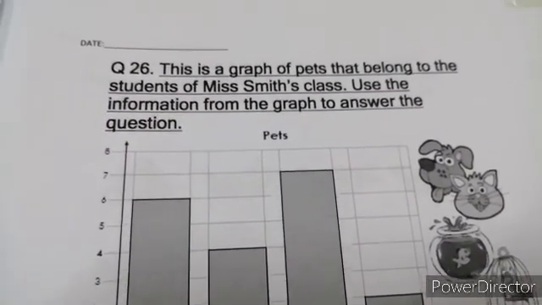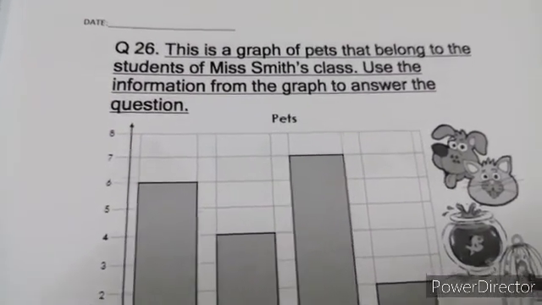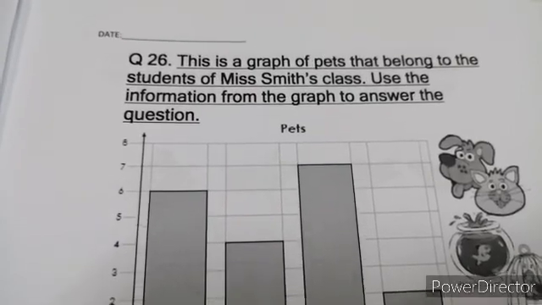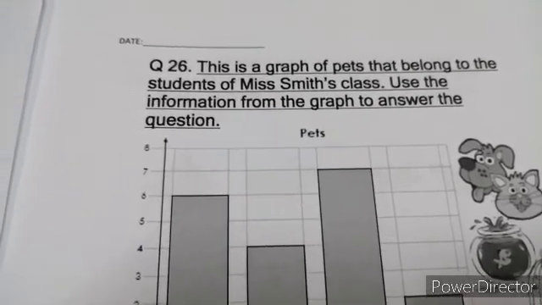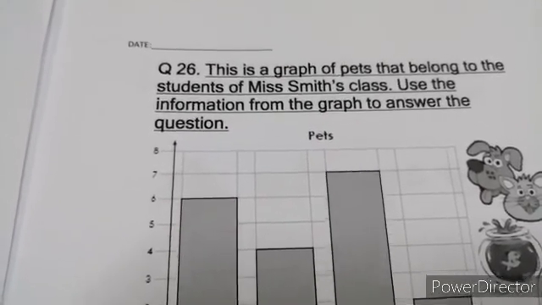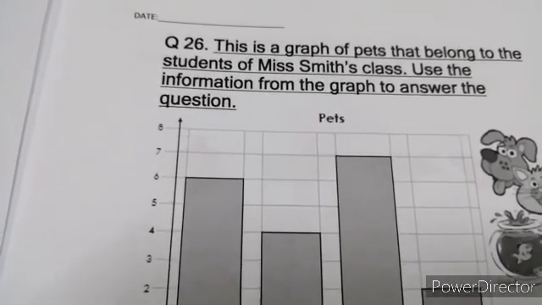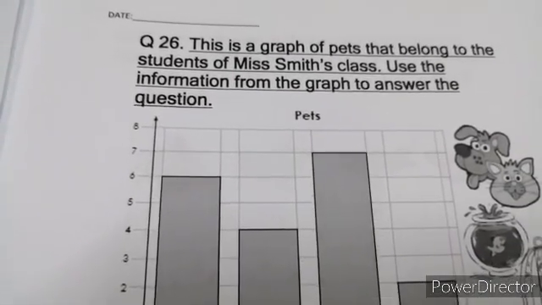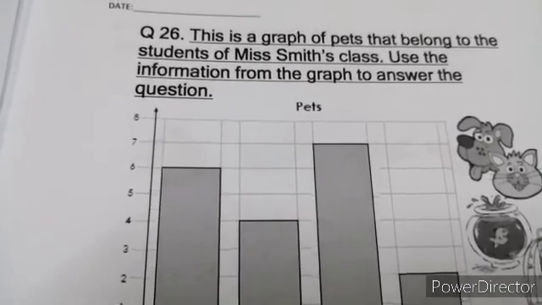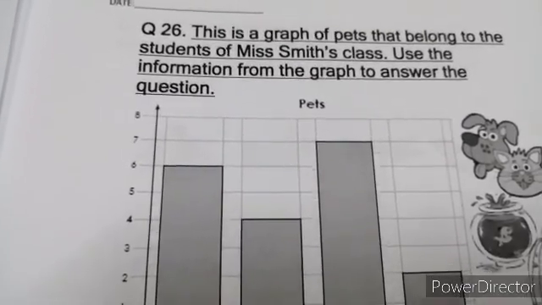Now let's move on to the next question. That is our next unit about the block graphs. What are block graphs? Do you remember? They are a picture or a chart which represent the data. What is data? It is the information or the numbers which we have collected about something. When we put it in picture, it will be easy for us to understand. That is called a graph.